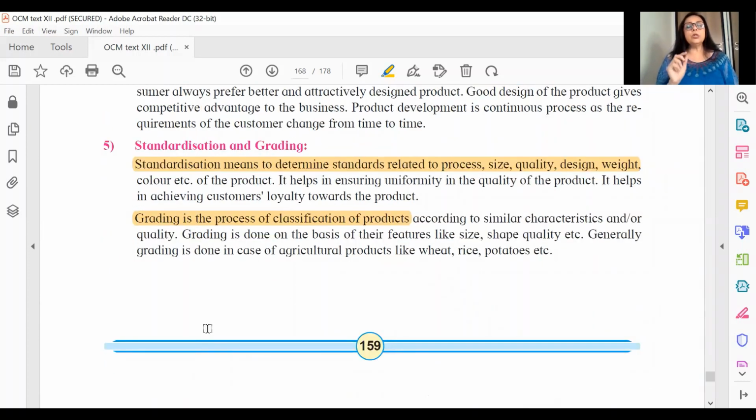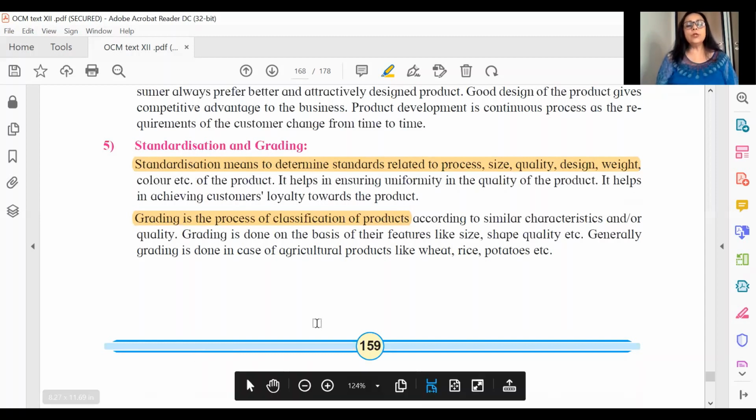Again, two popular important objectives here. Number 5: dash means to determine standards related to process, size, quality, design, weight, color. So determining standards is nothing but standardization. Similarly, when we are talking about grading, it is the process of classification. Please remember the word classification: classification according to similar characteristics is grading. All right.